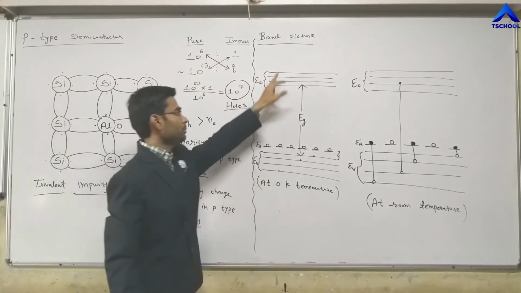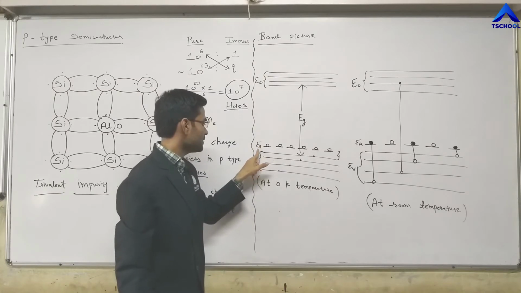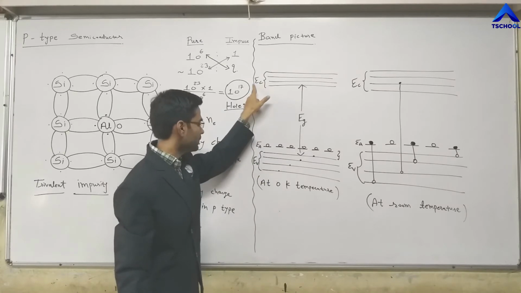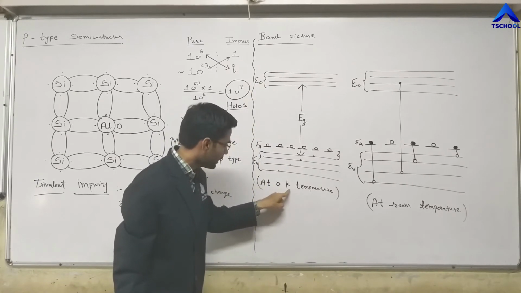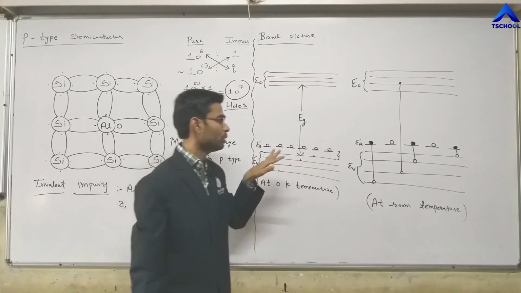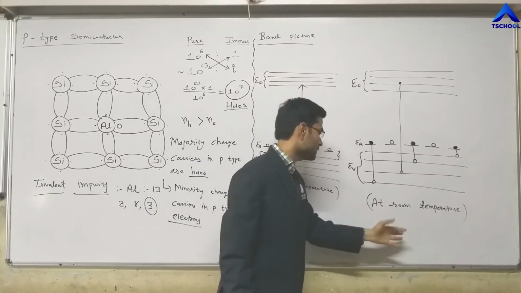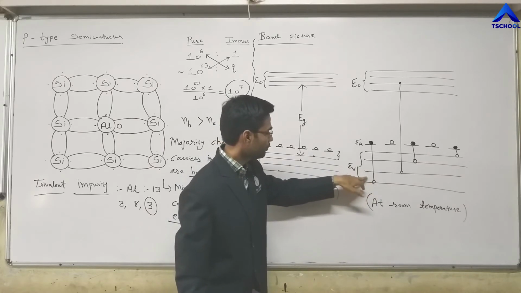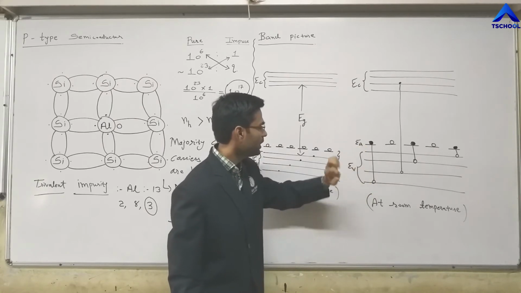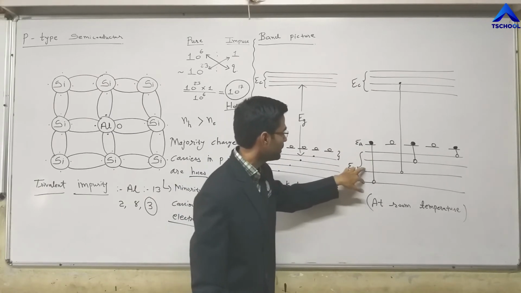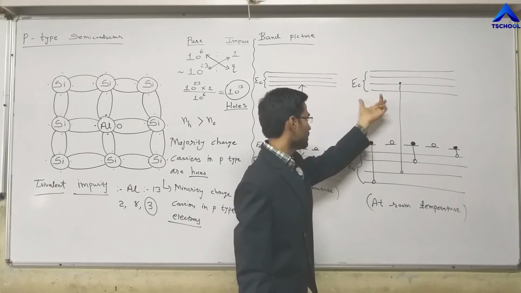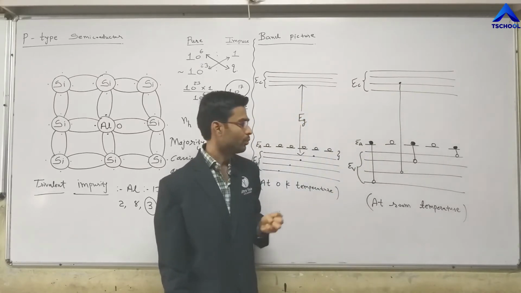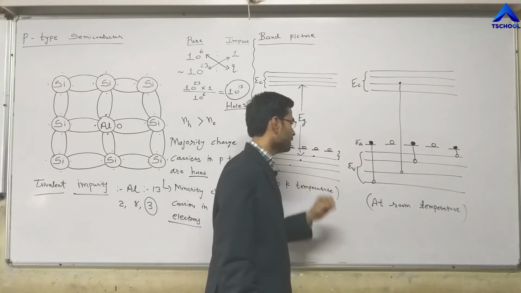Band picture: the acceptor energy level, valence band energy level, and conduction band energy level. At absolute 0 Kelvin temperature, all the electrons are in bound condition. Whenever we increase the temperature, electrons in the valence band jump to the acceptor level. Only a few electrons can jump from the valence band to the conduction band. That's why that current is very small, insufficient for any device to operate.